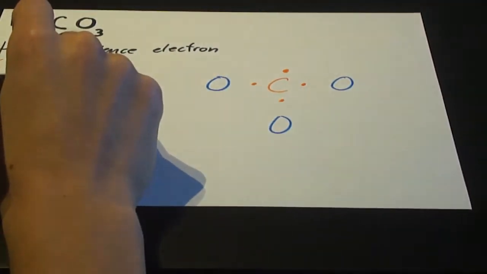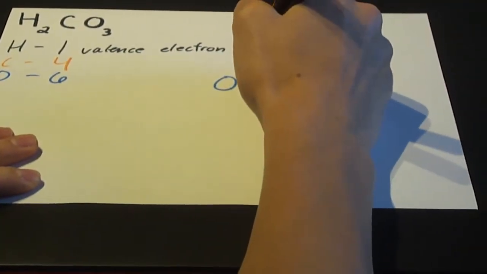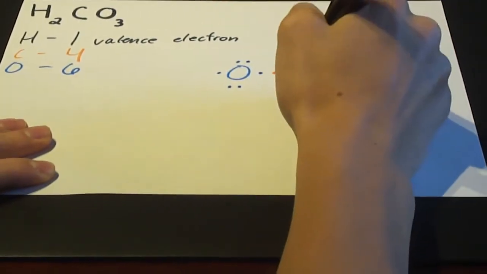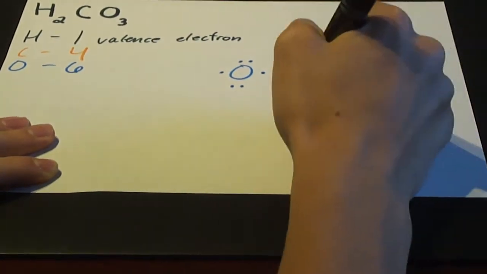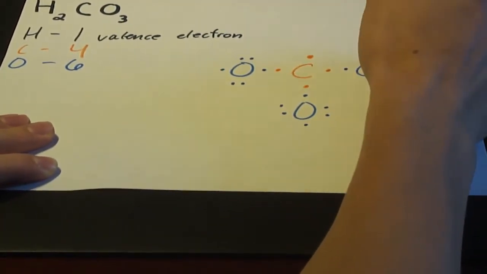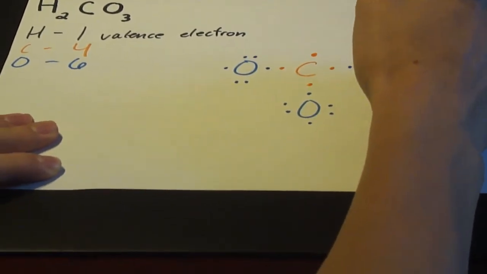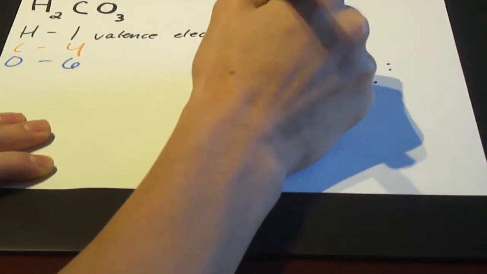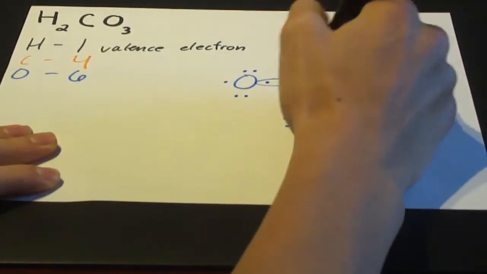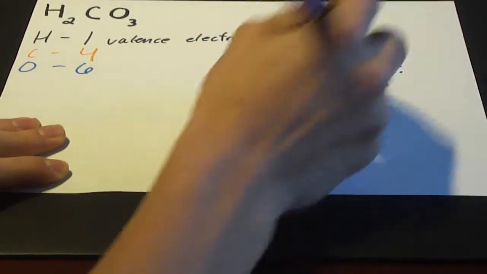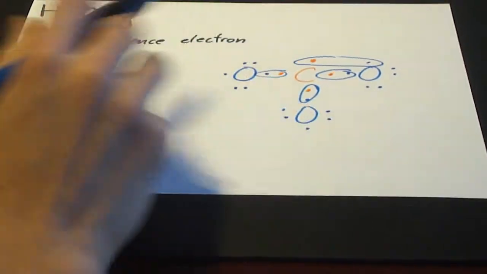And we draw on the 6 valence electrons on each oxygen. One, 2, 3, 4, 5, 6, and 1, 2, 3, 4, 5, 6. Now, 2 electrons make a bond, so we're going to circle those 2 electrons that are touching. And notice here how we have a double bond to help fulfill the octet rule.